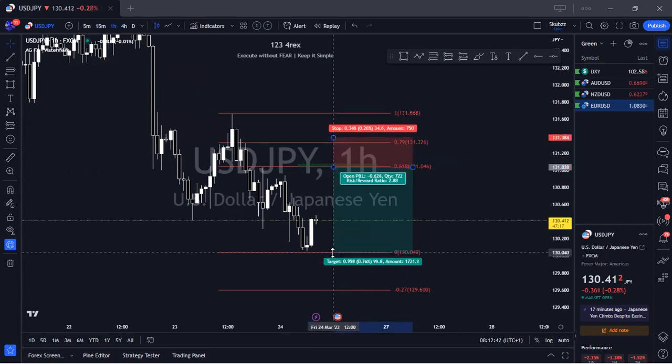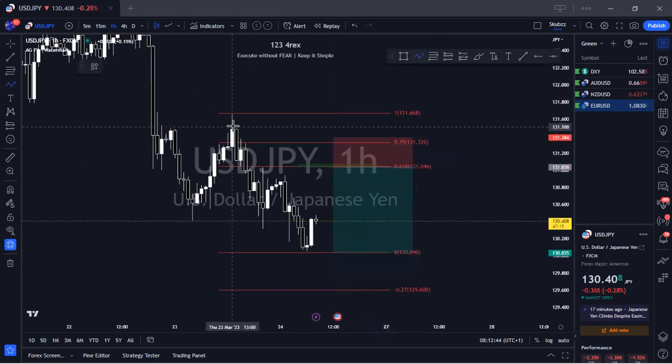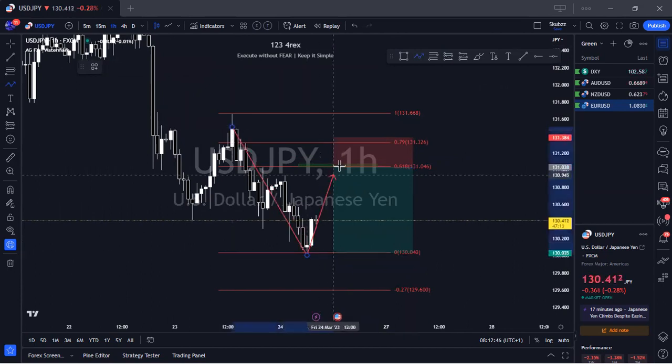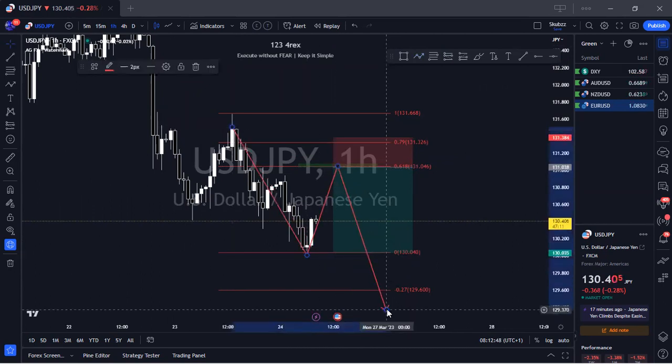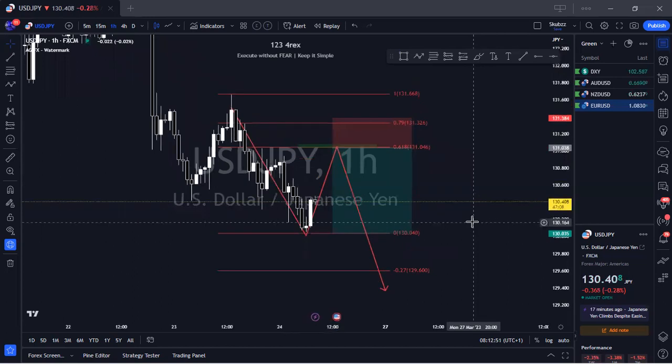So that's basically what we're looking for. Because price just created a lower low, we're waiting for price to go back, create a lower high, then push to the downside. So that's basically what we can look at on this one.